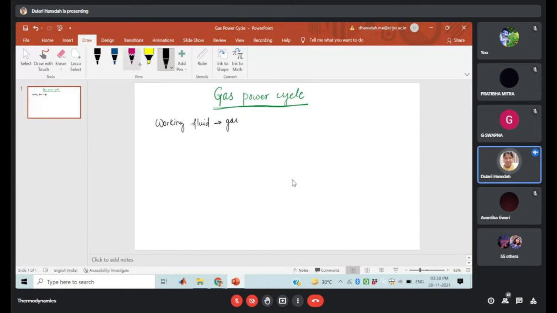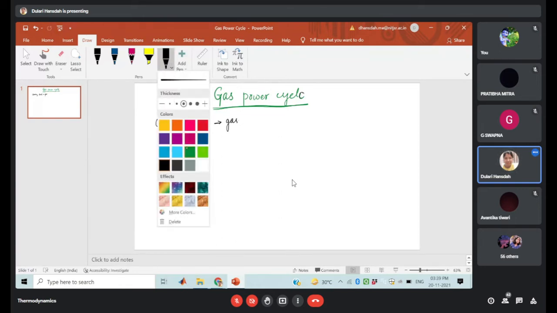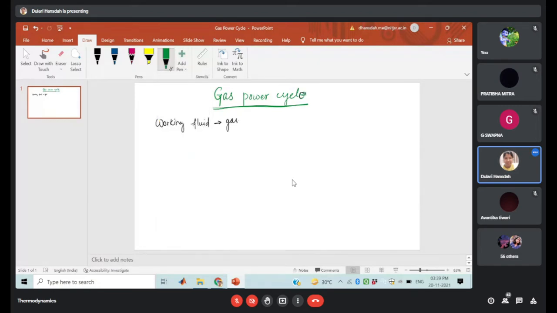Okay, cycle means, as all of you know, a process in which your initial state will be equal to the final state. That means the working fluid will again come to its initial state and it will continuously move inside your engine. In this case, your working fluid is a gas, and this gas will never undergo any phase change process, like in case of your steam power cycle, which I will discuss in the next class. So, in this case, the gas cycle may be cyclic or it may be non-cyclic.